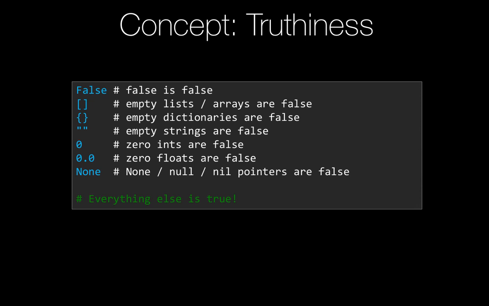So if you're not in this short, clear set of things that are defined to be false, then it evaluates to true. So you'll see a lot of code leveraging this concept around loops, around conditionals, and so on.